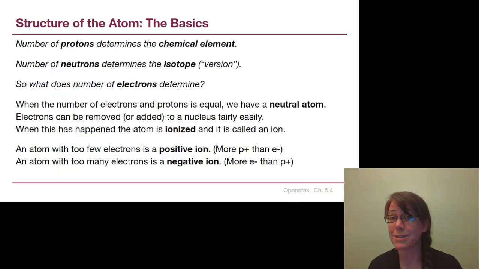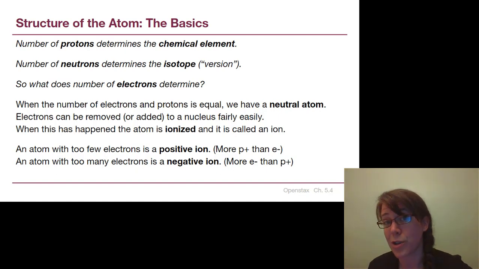Okay, so we've basically made it through section 5.4 already, because 5.4 is really just a refresher on some key chemistry information that we should have seen before this class, but not everyone has the same background. So the number of protons determines the chemical element, where on the periodic table, what name we give that element. And the number of neutrons determines the isotope, or the version, the type of that element.